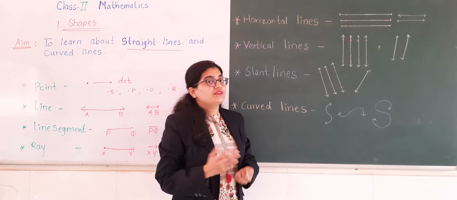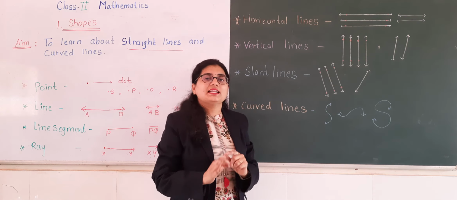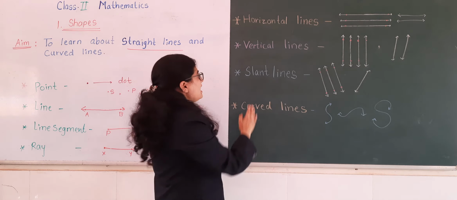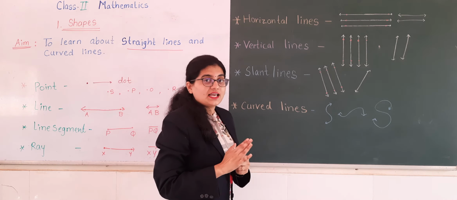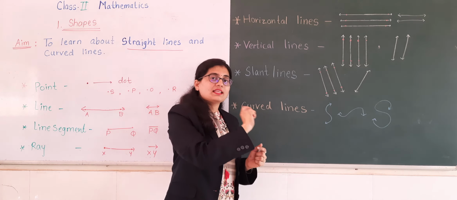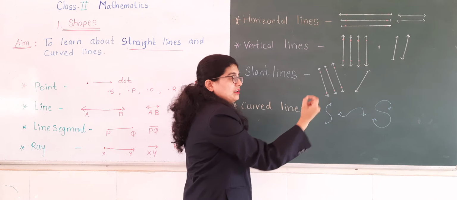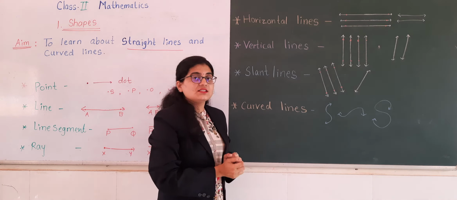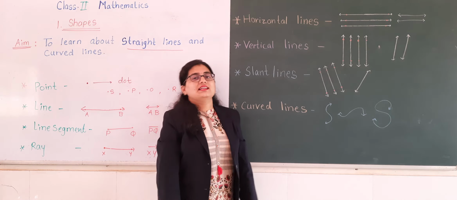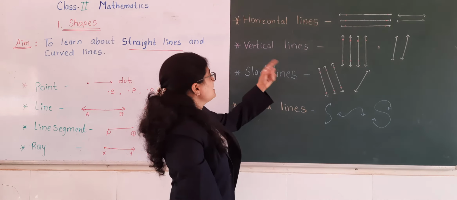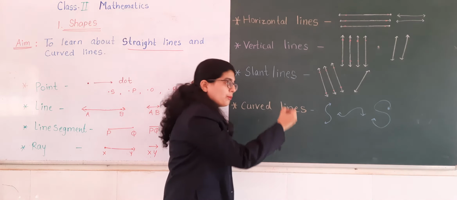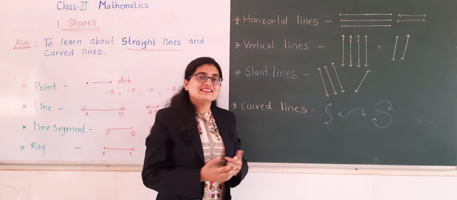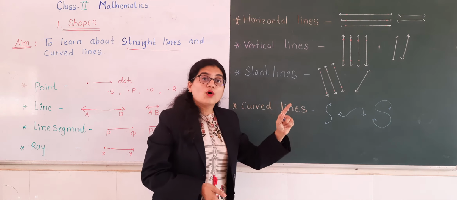Alright, my dear children, which are the three types of straight line? Horizontal lines, vertical lines, and slant lines. Horizontal lines are sleeping lines. We can draw them from left to right or right to left. Then here we have vertical lines. Vertical lines are nothing but the standing lines. And these standing lines or vertical lines we can draw from top to bottom. Then next is slant lines. Slant lines are nothing but the slope lines.